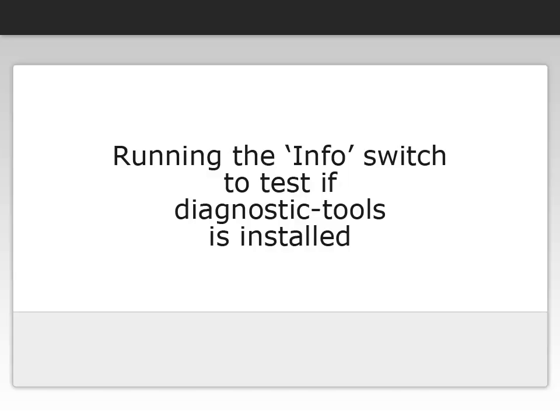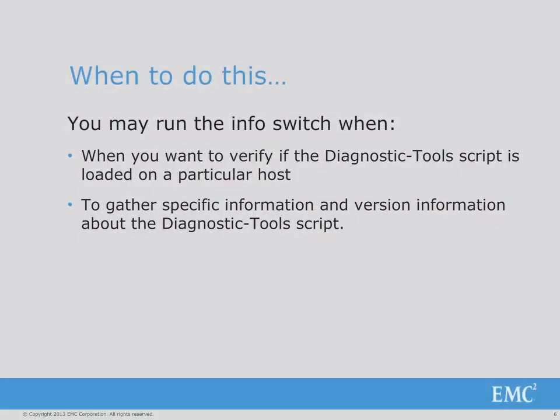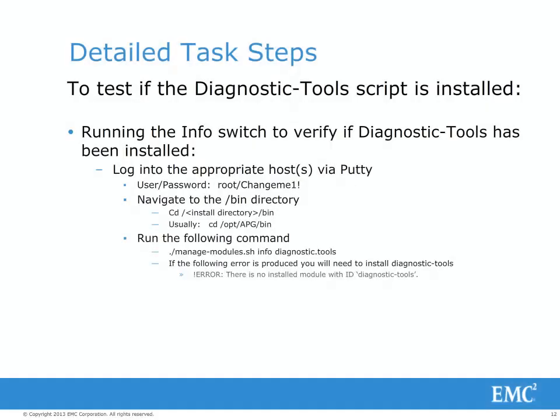This section will describe how to run the info switch to test if the diagnostic tools package is installed. You may want to run the info switch when you want to verify if the diagnostic script is actually installed on the host, or to gather information about the diagnostic script, including version information. The detailed task to run the info command would be to log into the host, change to the bin directory, and then run the info command embedded in the manage module script.